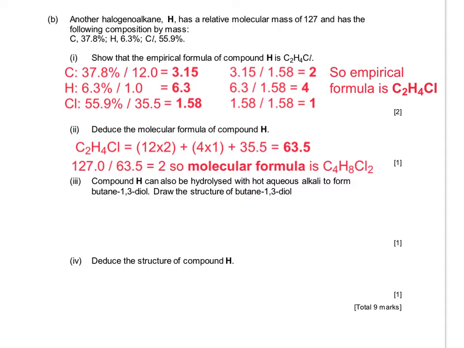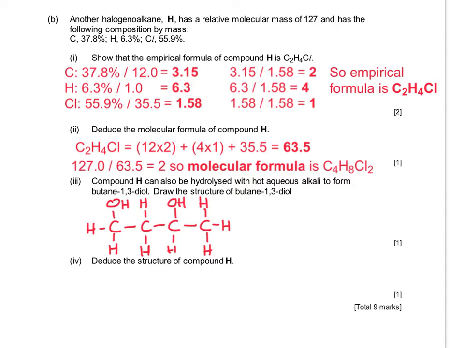So then it asks us to draw the structure of butane-1,3-diol. That's just simple knowledge and recall of how to draw out alcohols. So that would give us that kind of structure. It doesn't matter where on carbon 1 or carbon 3 you put your OH. It can be on top or on the bottom or at the side, provided it's on carbon 1 and carbon 3. Then they want the structure of compound H.